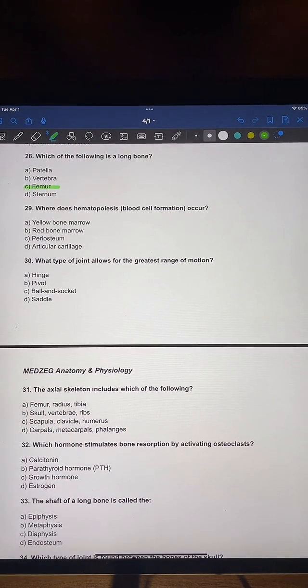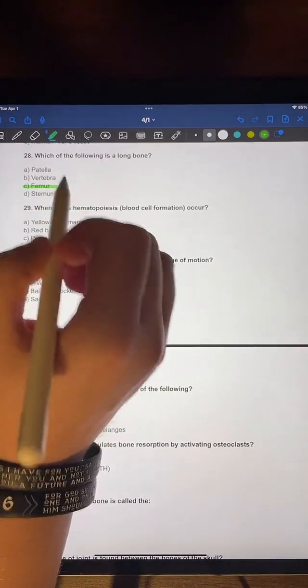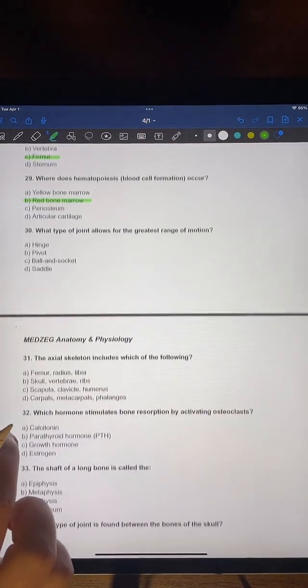Number 29. Where does hematopoiesis occur? Blood cell formation. Again, think about blood cell formation, cells that are of the blood. There is erythropoiesis and hematopoiesis. Hematopoiesis is formation of all the cells that you find in blood, like white blood cells, platelets, red blood cells. Erythropoiesis is red blood cell formation. The answer is B. It is red bone marrow.